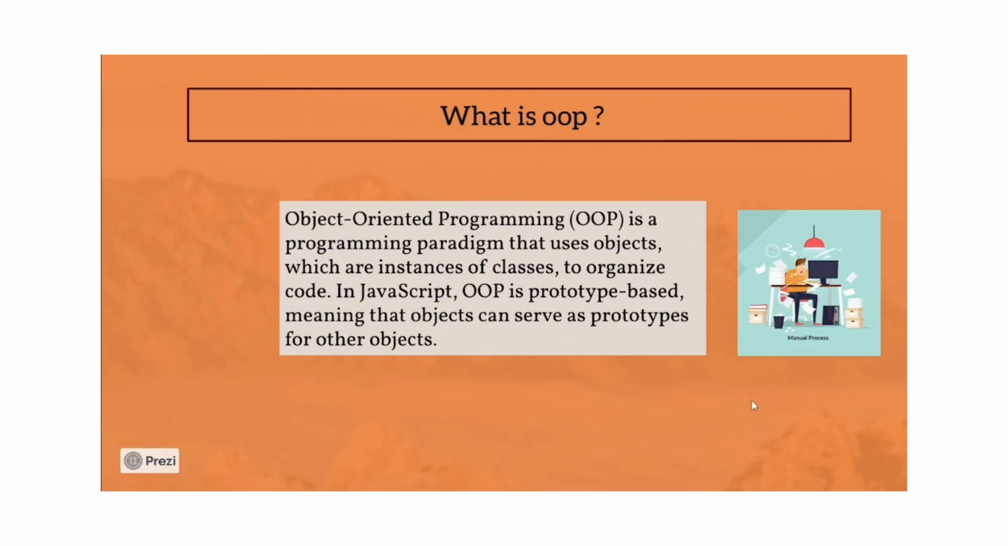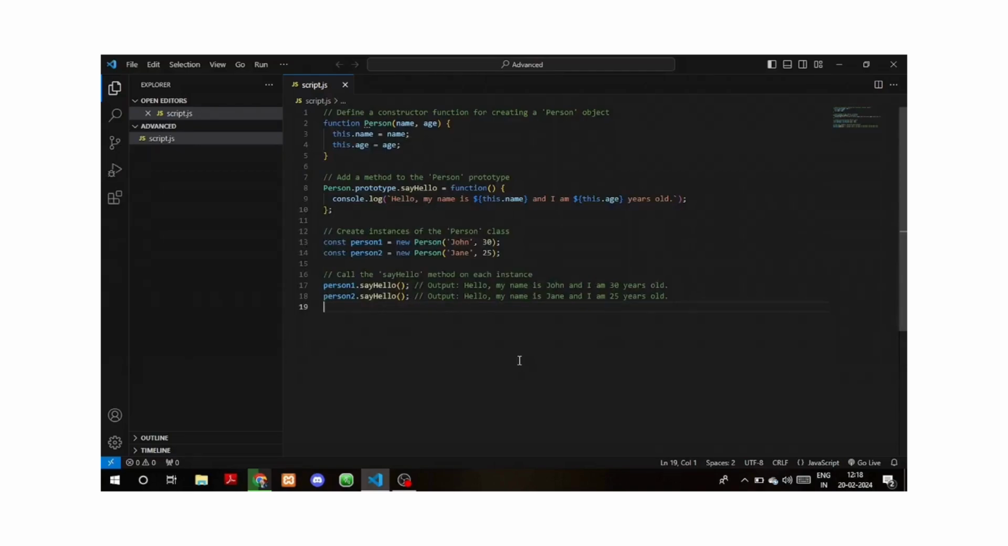Okay, let me explain it with an example so you can understand how the OOP concept is used in JavaScript. Here I open my script.js file. Inside that I write a simple program. First of all, the OOP concept is similar to the object concept. In this OOP concept, the object will be used. First of all, we declare a function. That function name is Person. This Person has two parameters: one is name and the other one is age.